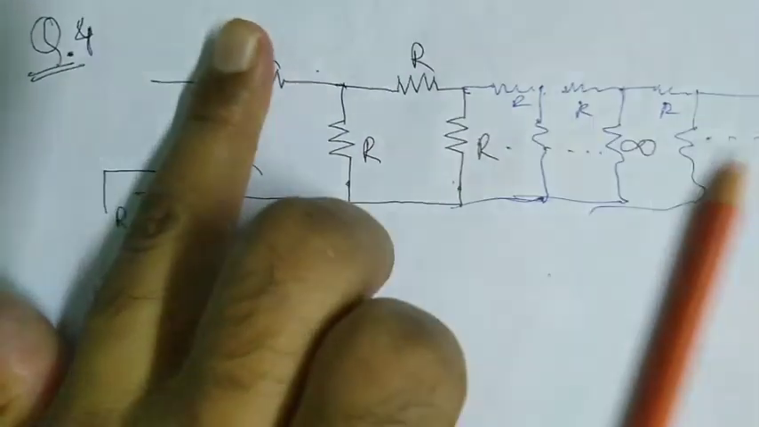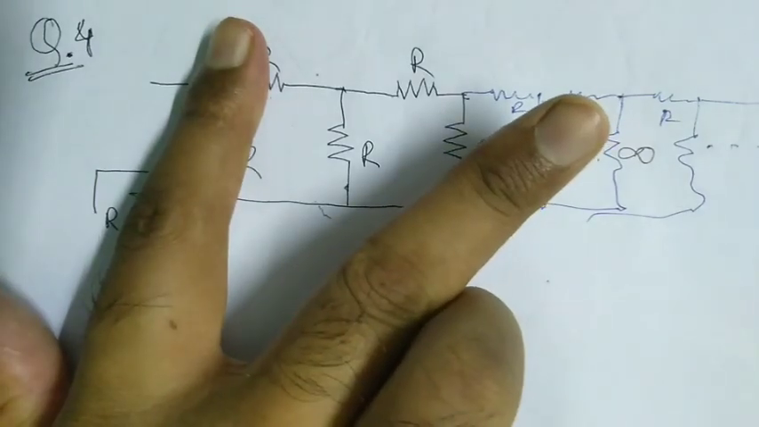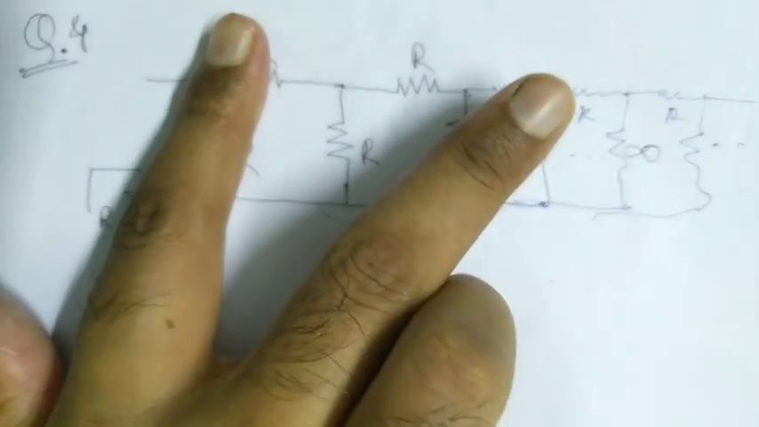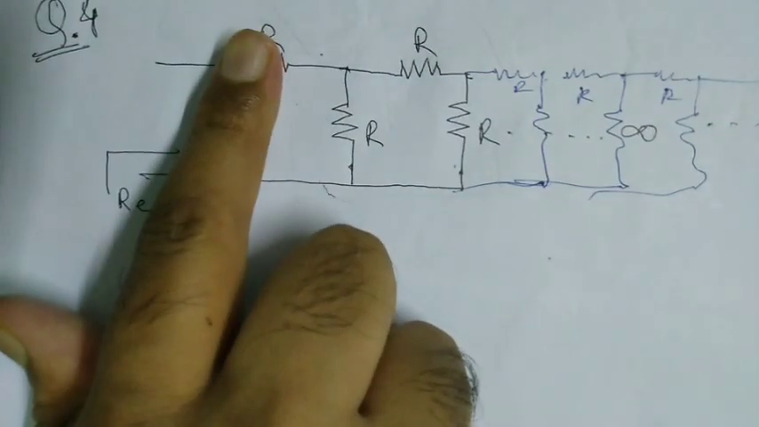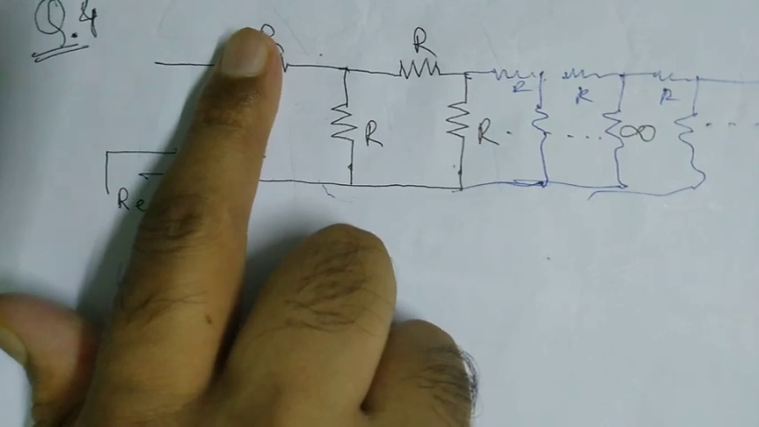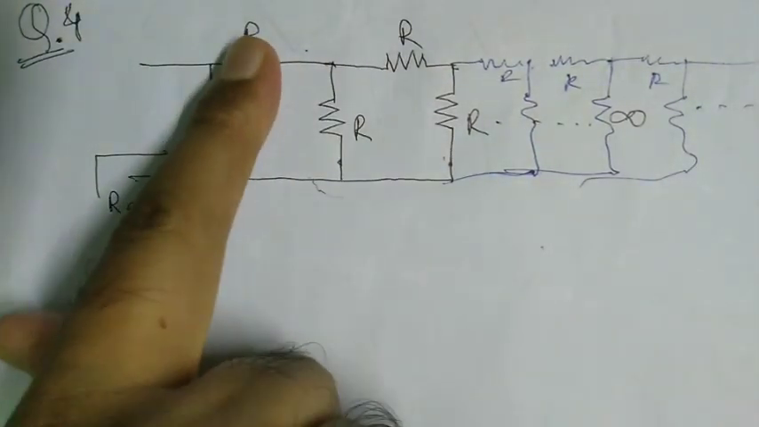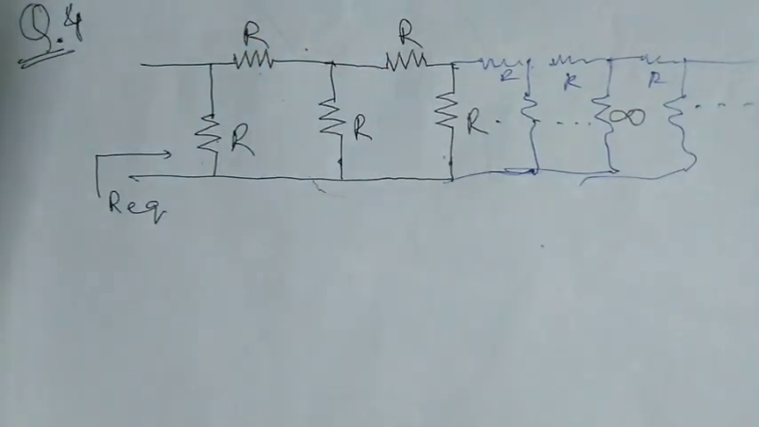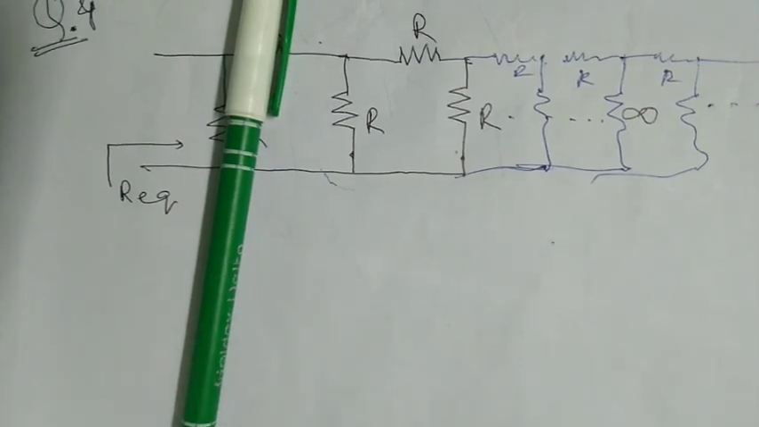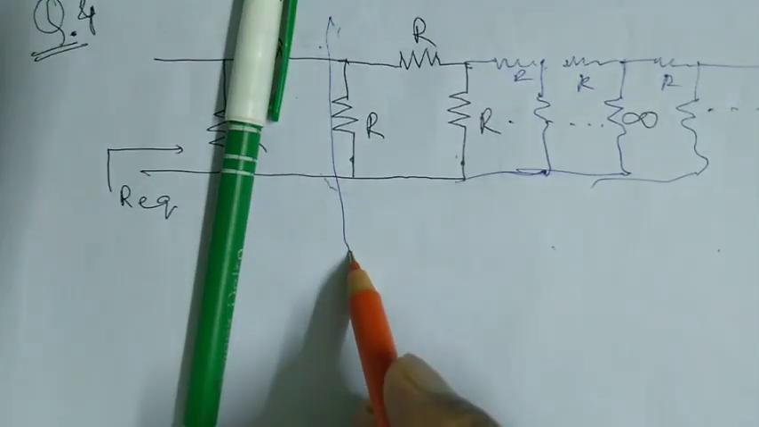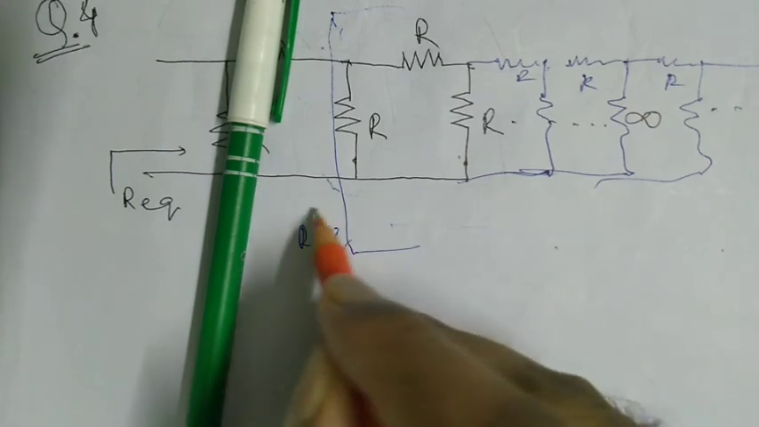If it's not here, then also the circuit looks the same, because there are an infinite number of resistive elements. If we eliminate this branch, that will not actually impact very much. There are infinite number of branches, so eliminate this, and consider from here the circuit to infinite number of elements. Take this as Req from here.